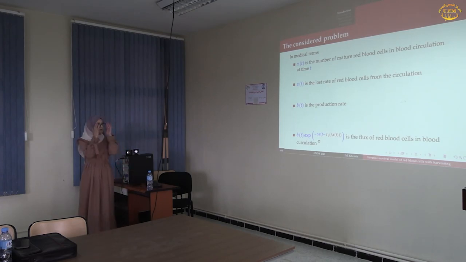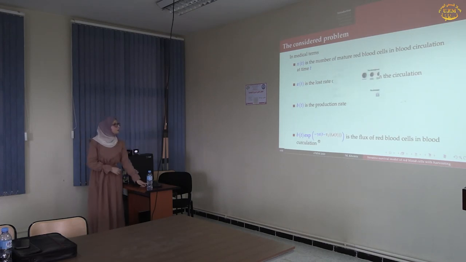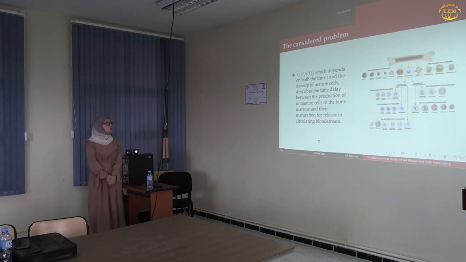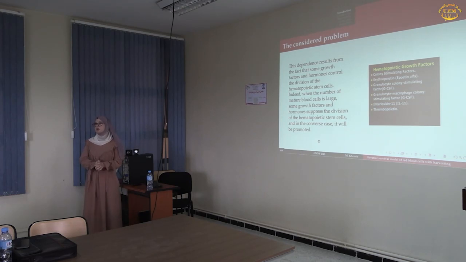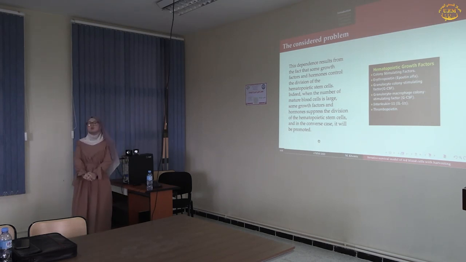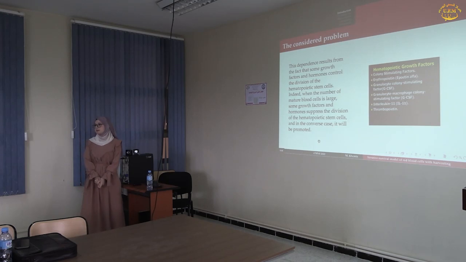This term stands for the flux of red blood cells in blood circulation, where tau1, which depends on both the time and the density of mature cells, describes the time delay between the production of immature cells in the bone marrow and their maturation for release into the bloodstream. This results from the fact that some growth factors, with the help of other hormones, control the division of the hematopoietic stem cells. Actually, when the number of red blood cells is large, some growth factors, with the help of other hormones, suppress the division of the hematopoietic stem cells. And in the converse case, they will promote it.